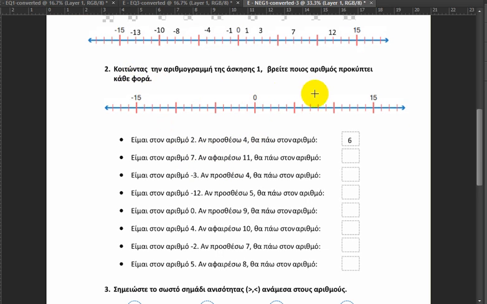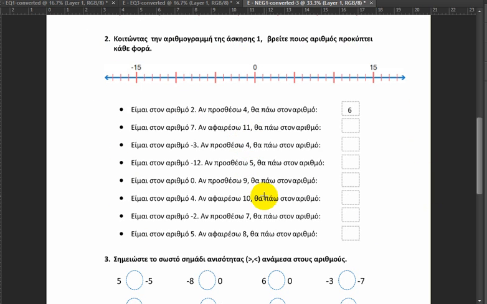Now we need to use this number line and we need to do this exercise. So this one says, I am at number 2. If I add 4, I go to number 6. Okay, so 2 plus 4, come on. Then we're at number 7. We subtract 11. What number do we get to? 7 is here. And we need to go 11 steps back.